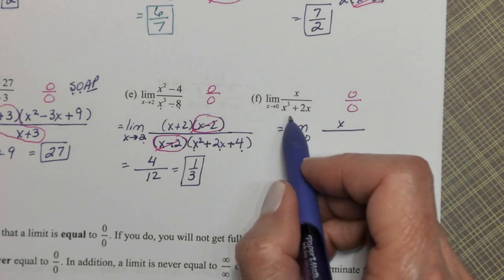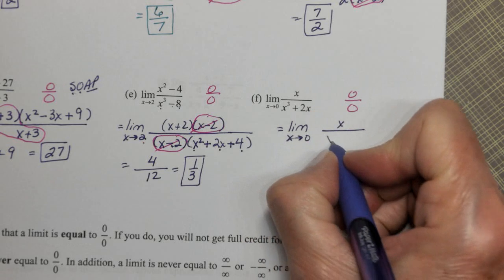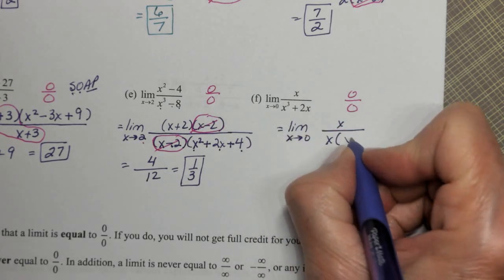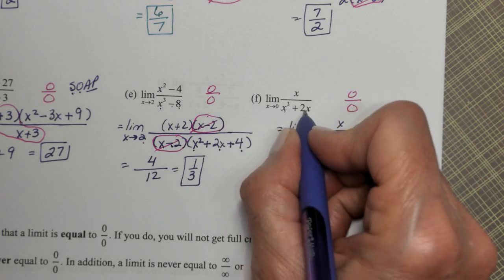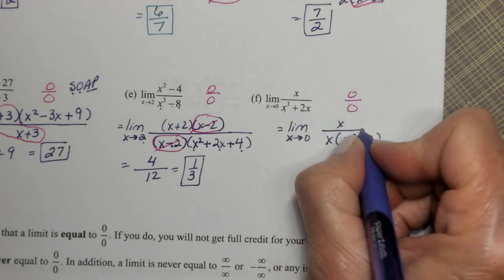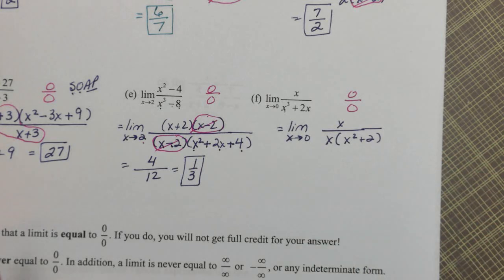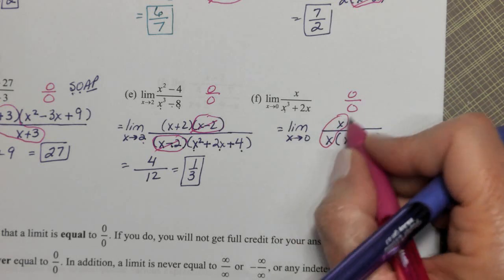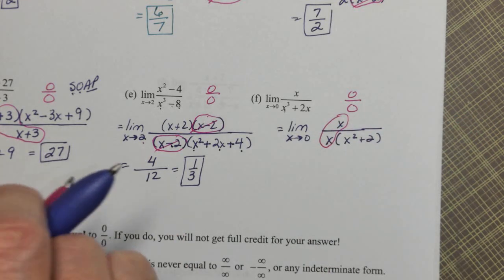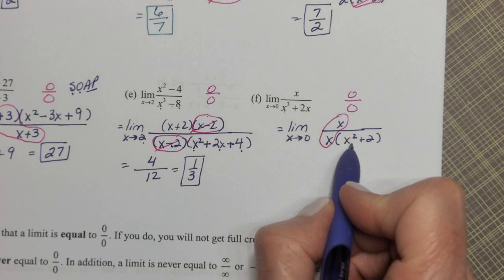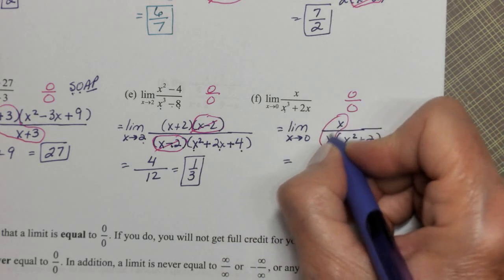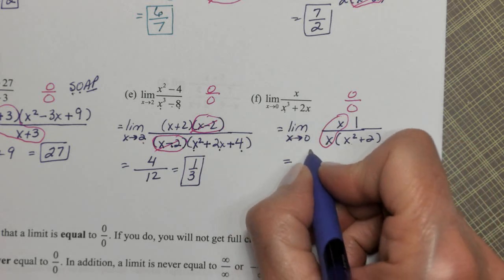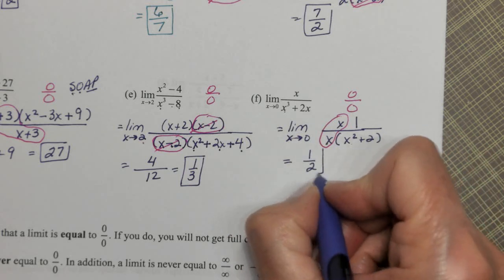On the bottom we can factor out an x because there's an x in common, right? We're going to have left an x squared from this term and a positive 2 from that term. And we found the hole. There's our hole. Cancel it out. Plug in 0 for the remaining x. Everything in the numerator canceled, so it leaves a 1 up there, right? So this is just 1 over 2, 1/2.